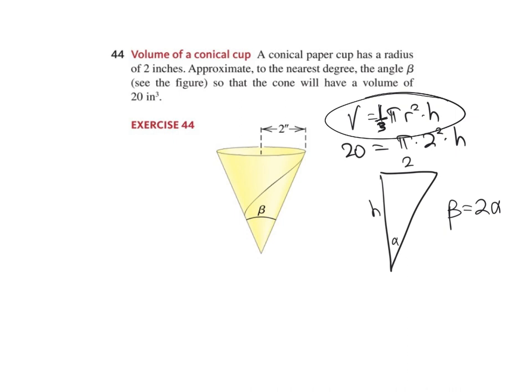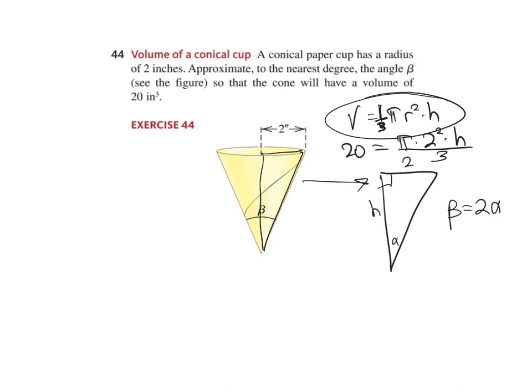All right, so here's the thing. We don't know anything other than the radius. And once we find the radius, we can find h because we have the volume. The volume is 20. And then we have pi r squared times h over 3. That's the one-third part. And now we can find h because that's the only value left. Once we find h, I took this right triangle out and I put it right here inside the cone, okay?